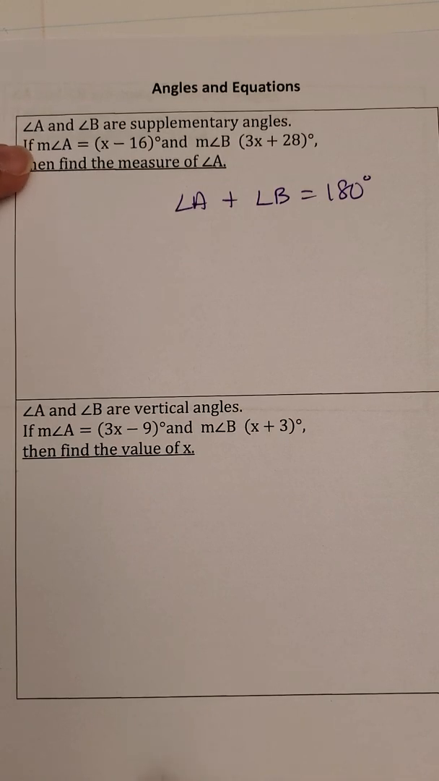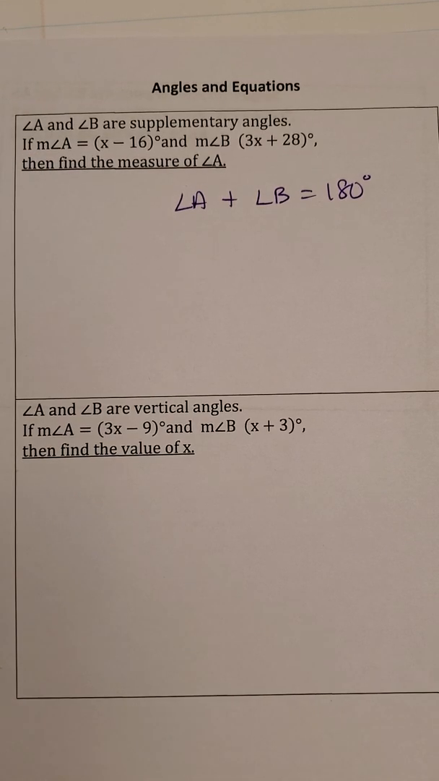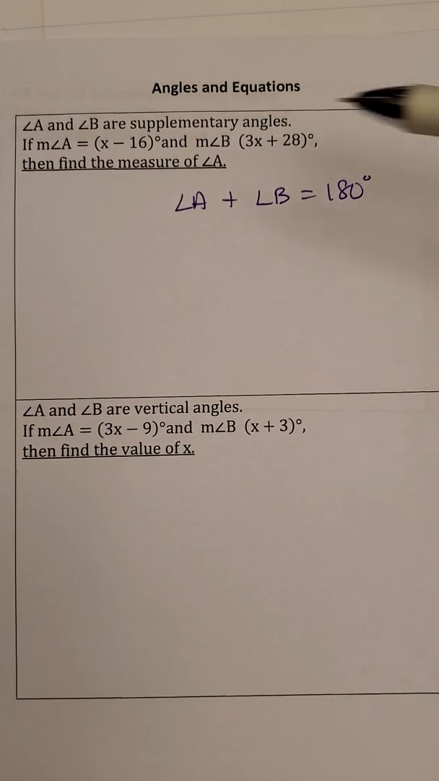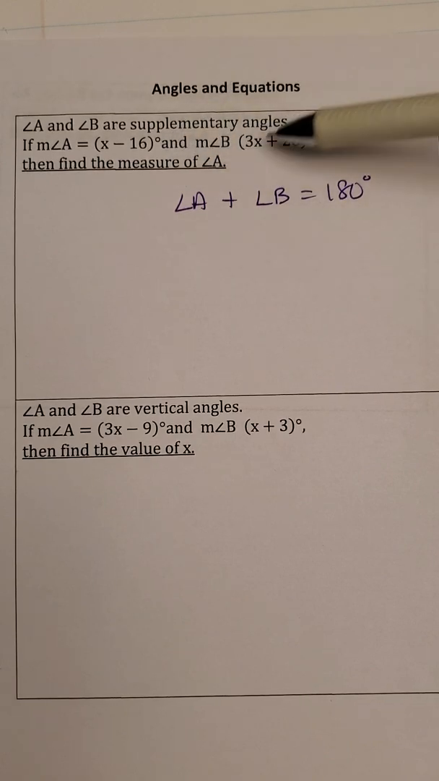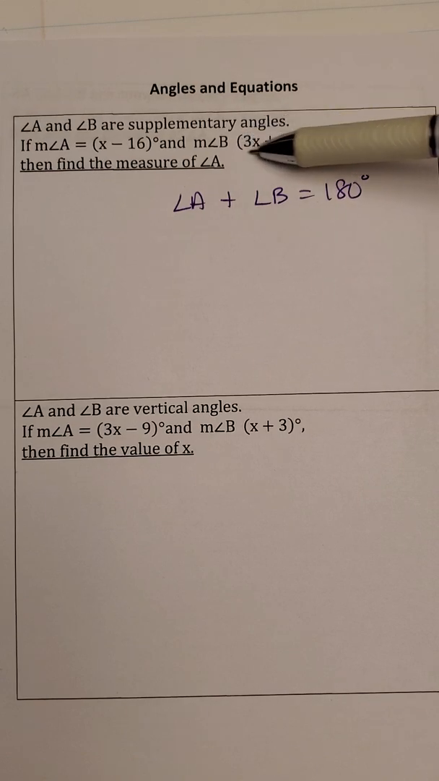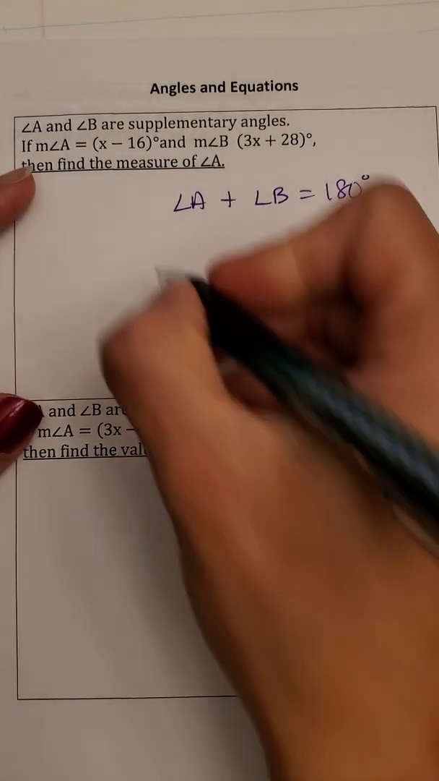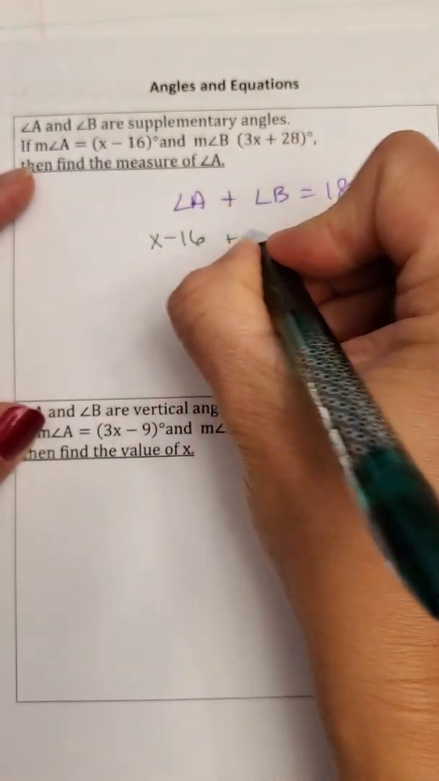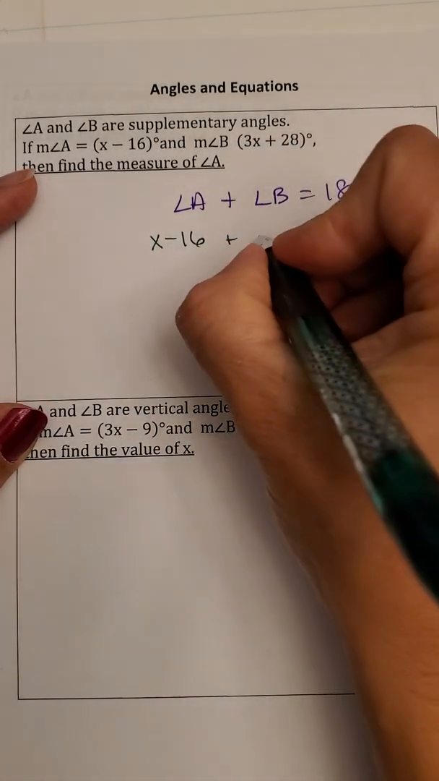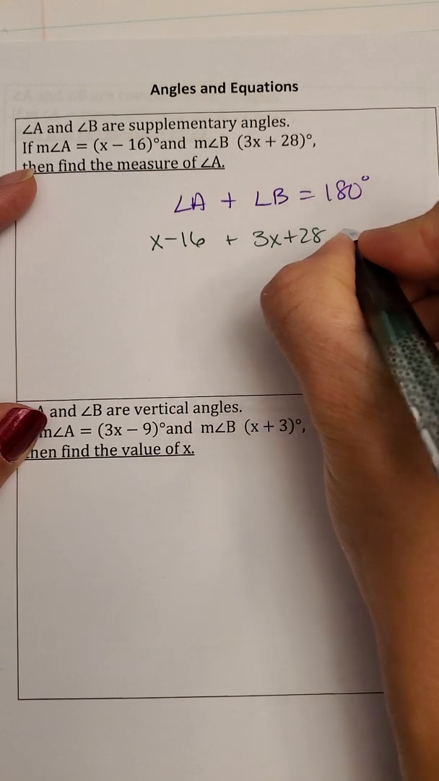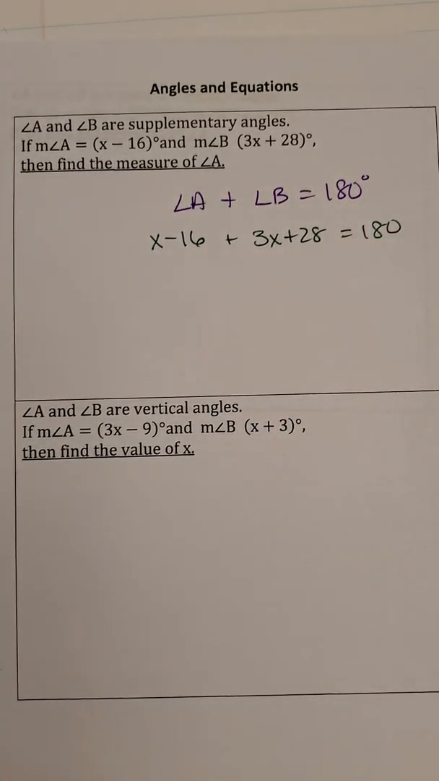Remember what that means? It means the measure of angle A is equal to x minus 16, and then it has this little open circle up at the top like an exponent. That means degrees. These parentheses aren't here because you have to distribute. They're there because they're saying that whole thing, whatever you get, that's degrees. So when we substitute them in, we're not going to need those degree signs. So I'm going to take angle A, which they said was x minus 16, I'm going to add it to angle B, which they said was 3x plus 28, and I get 180.